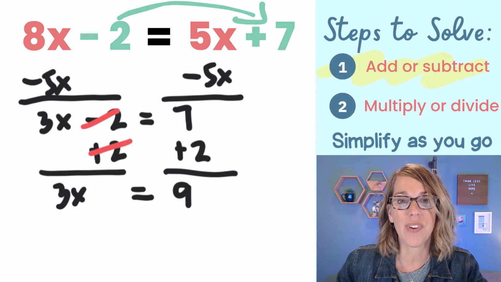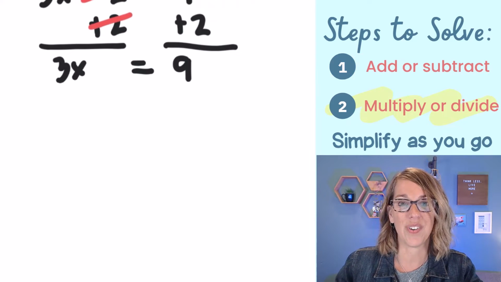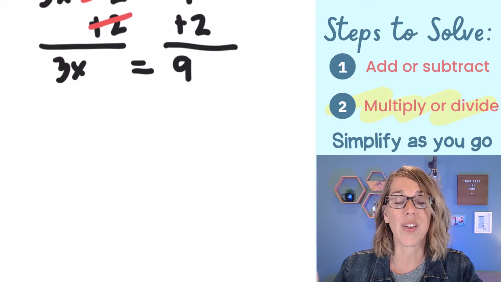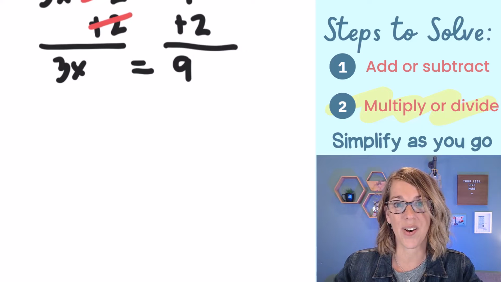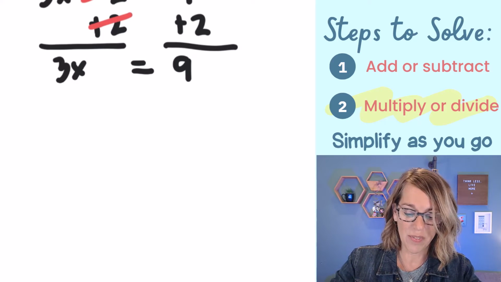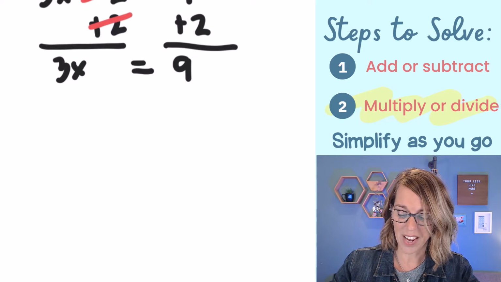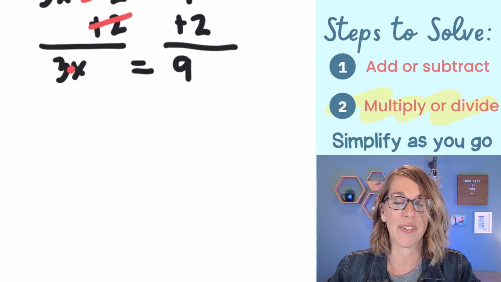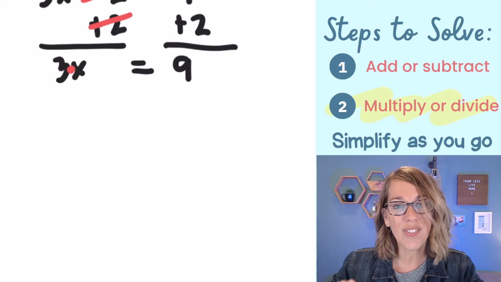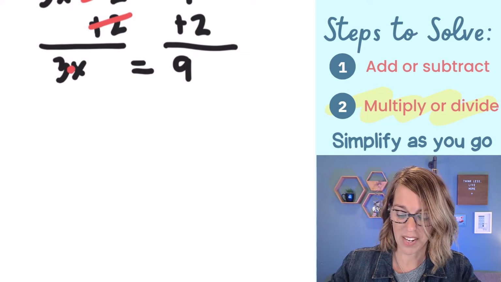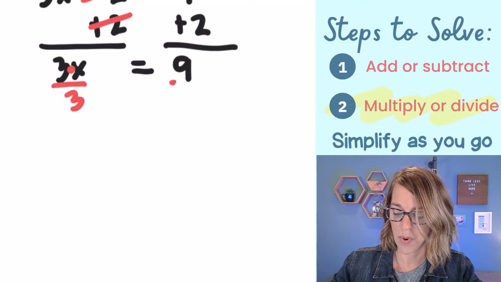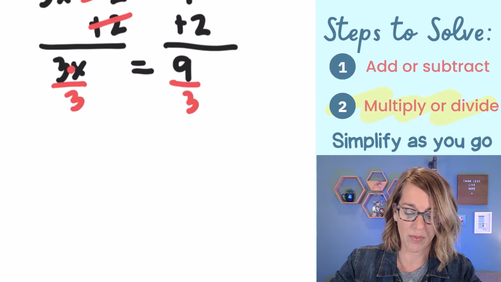This leaves me with step number 2. Now I'm ready to multiply or divide to get x all by itself. So you'll notice that we've got this 3 times x. I can sneak in a little multiplication symbol there. So I need to undo the multiplication by 3. And I'm going to do that by dividing both sides here by 3.